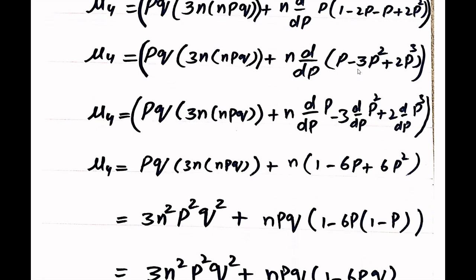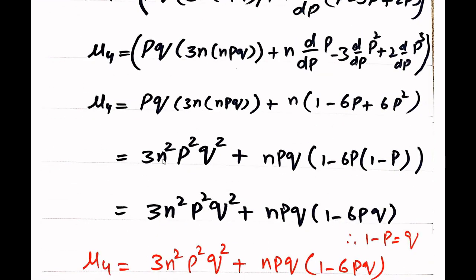Apply the derivative separately to each term: dp over dp minus 3 d over dp p square plus 2 d over dp p power 3. And dp over dp is equal to 1 minus 3 multiplied by 2, that is 6p, plus 3 multiplied by 2, that is 6, and p power 3 minus 1, p square.